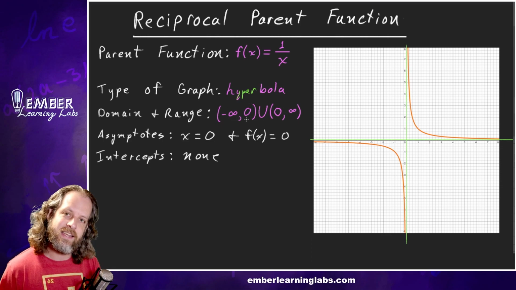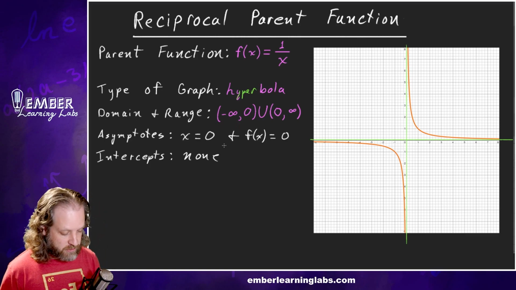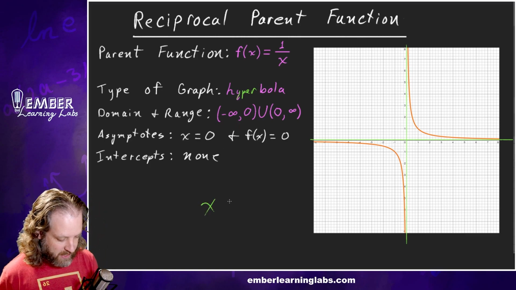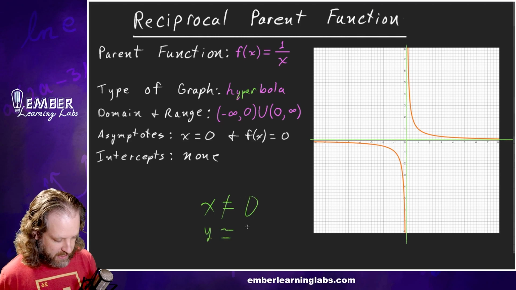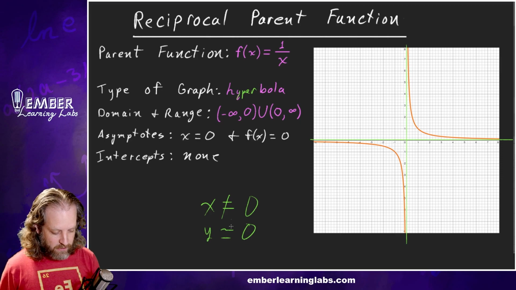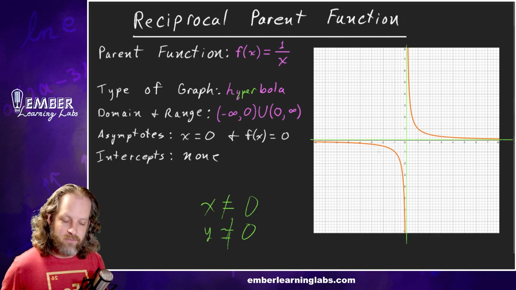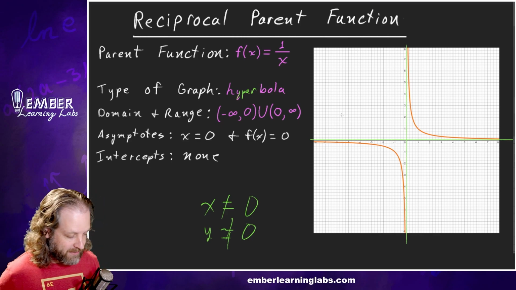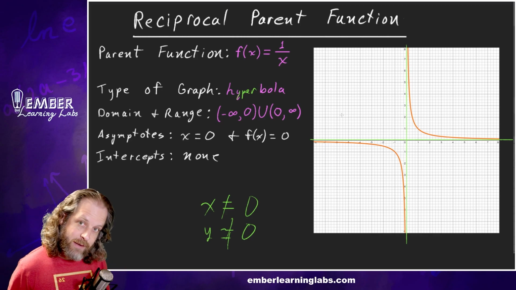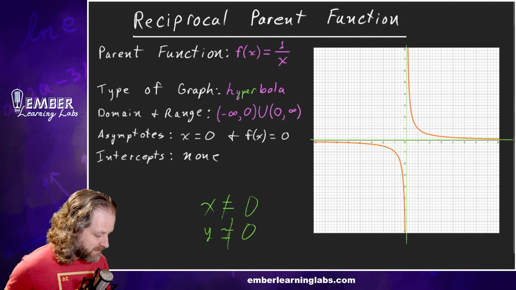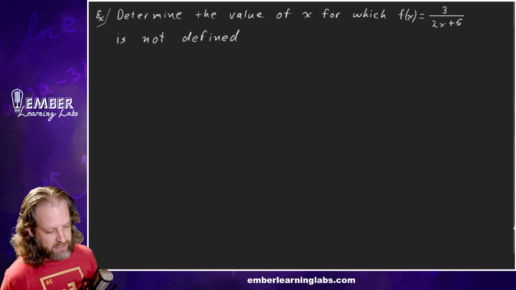So if we were to write this in our old school notation, the domain and range would be x does not equal 0 and y does not equal 0. So that is the domain and range, because we have those asymptotes and we shift stuff around. It has no intercepts because it never crosses the axes. Let's do some examples to make some more sense.